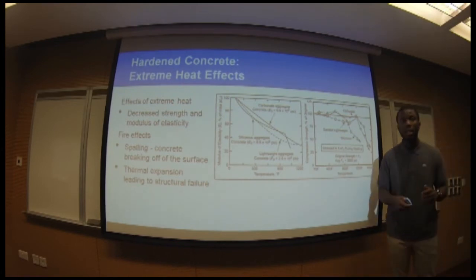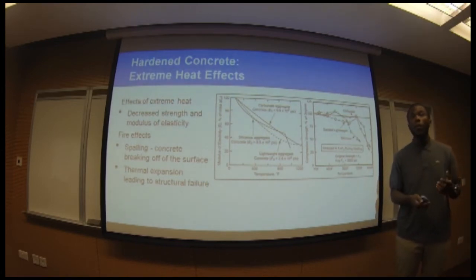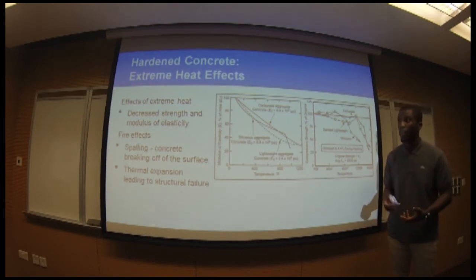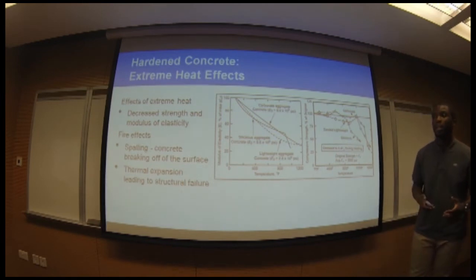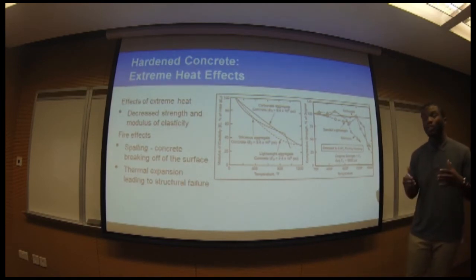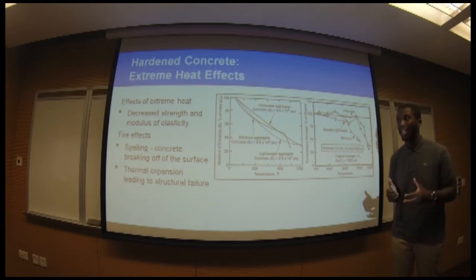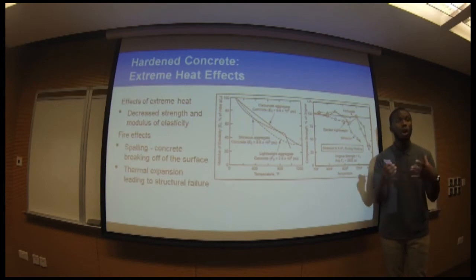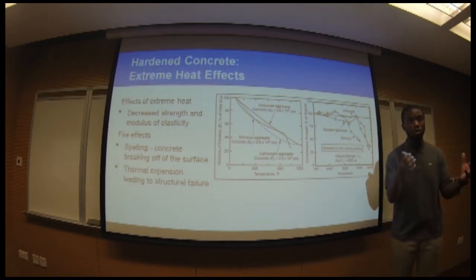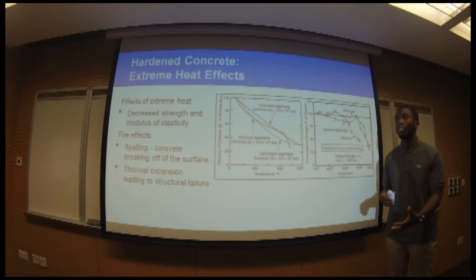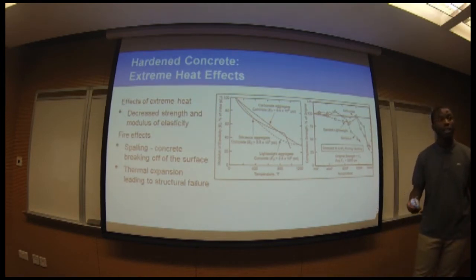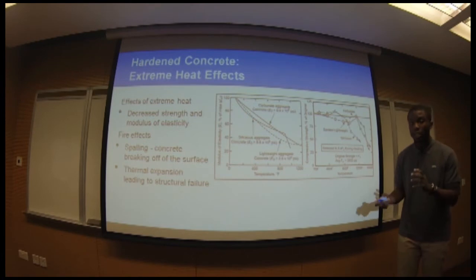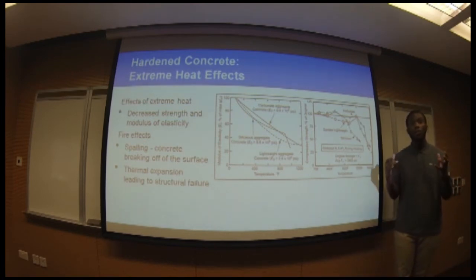Another important thermal property of hardened concrete would be what happens during extreme heat events and those effects. So some effects of extreme heat include decreased strength as well as decreased modulus of elasticity in the concrete. And these are two very important measures in the overall design of a concrete. You want it to be strong, you want it to have a high Young's modulus as well. In case of fire, there's also spalling. Spalling of concrete is when the temperature is getting really, really high and pieces of the concrete are actually breaking off of that structure.